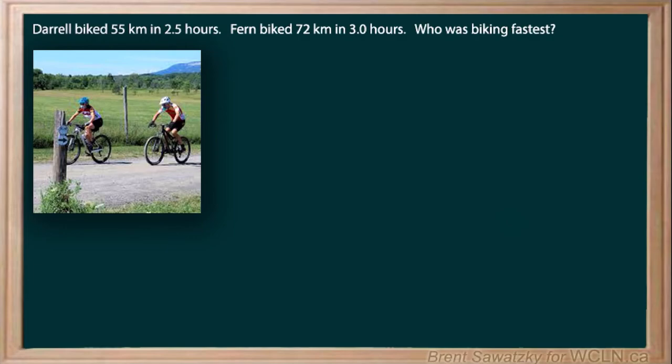Okay, so we have two people biking, and we're supposed to figure out who is biking on average the fastest here. Now, depending on what you've done in the past, you may have run into an equation for this. The distance, or displacement, equals the velocity times the time.